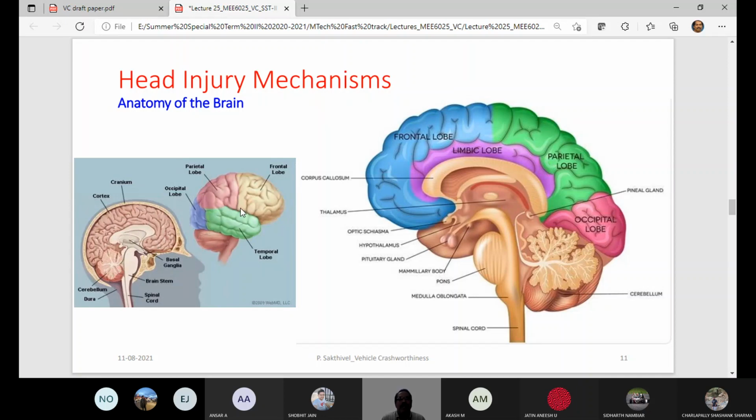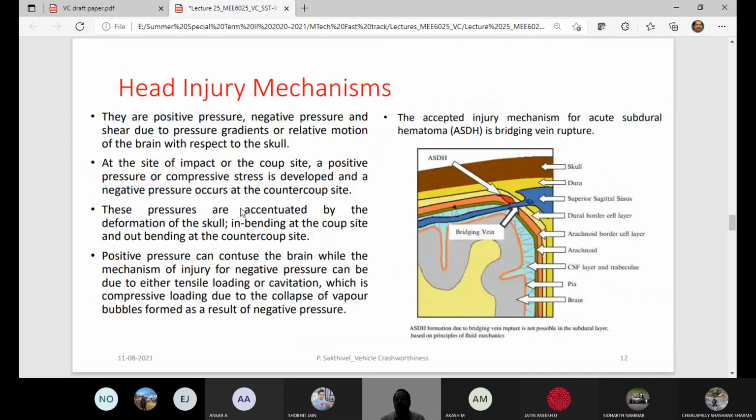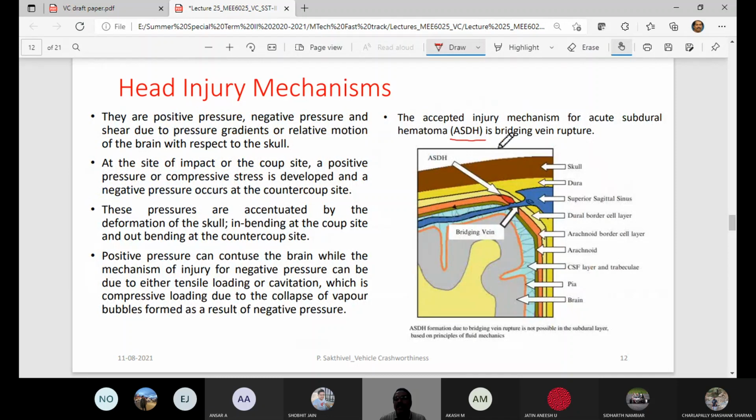With this basic understanding of the anatomy of the brain, we are now going to look at an important head injury called ASDH. What is ASDH? It is acute subdural hematoma, caused by bridging vein rupture. A vein drains blood from organs, and an artery pumps blood from the heart to organs. This is the function of a vein.